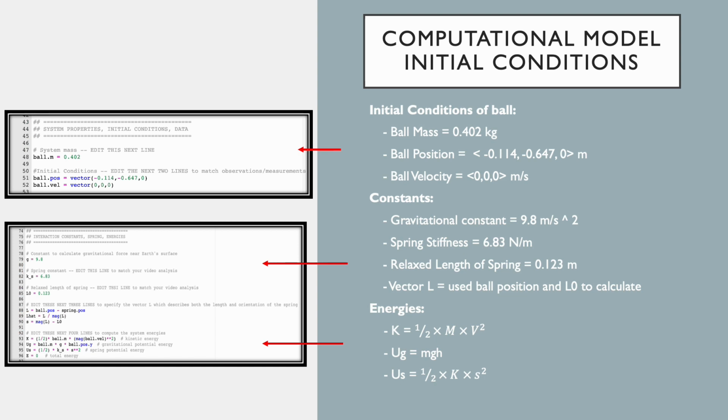Here's the computational model initial conditions. We have the mass, position, and velocity, which was talked about earlier. We have the gravitational constant, which is equal to 9.8, the spring stiffness and relaxed length of the spring, and I explained how I got vector L by using the ball position and L0 to calculate it. And then, like I talked about earlier, we see the three energy formulas.